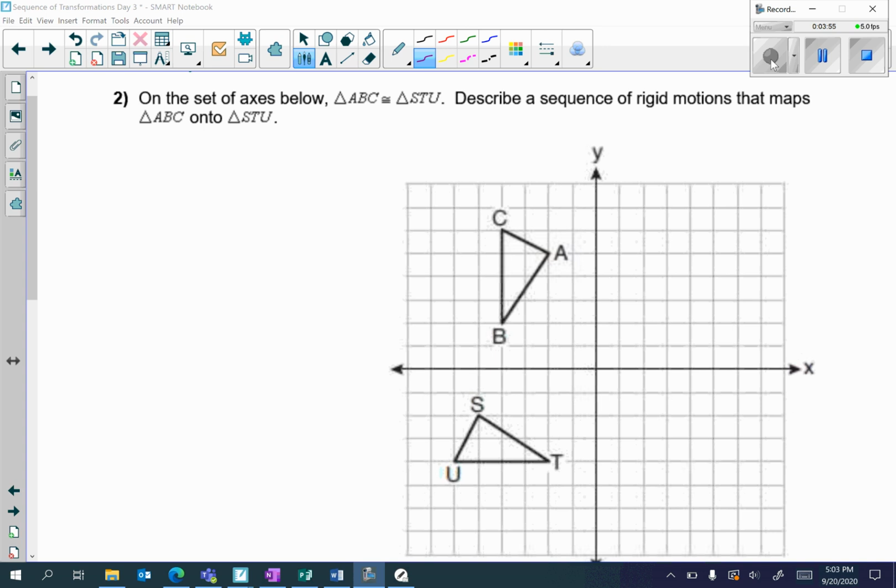Number 2, on the set of axes below, triangle ABC is congruent to triangle STU. Describe a sequence of rigid motions that maps triangle ABC onto triangle STU. So again, notice it says a sequence of rigid motions, so it has to be more than one transformation. So if you take a look at this diagram, I notice that the triangle is being turned. So if I start in triangle ABC, that's 1, and I have to get to triangle STU, I see that it's being turned, so it has to be a rotation. So let's figure out what that is. I'm going to say my center of rotation is going to be at B.